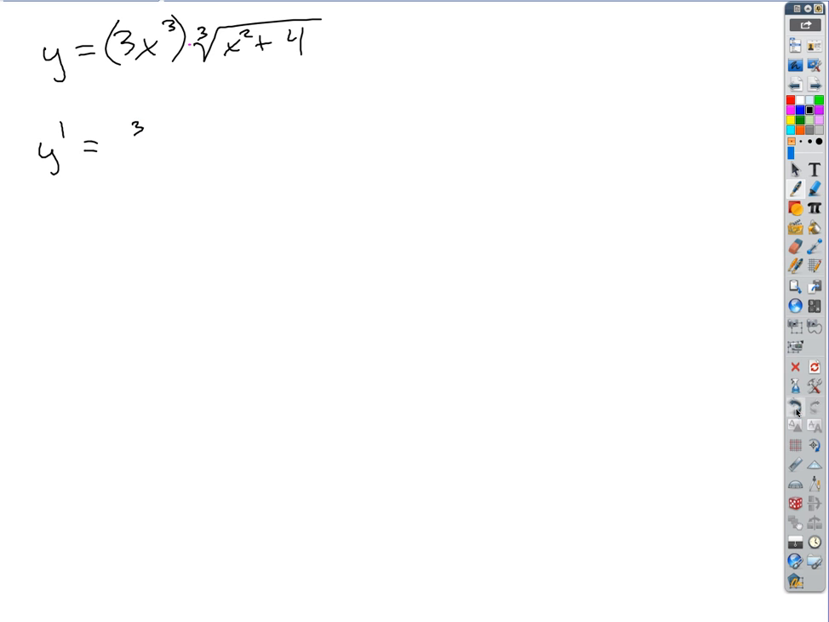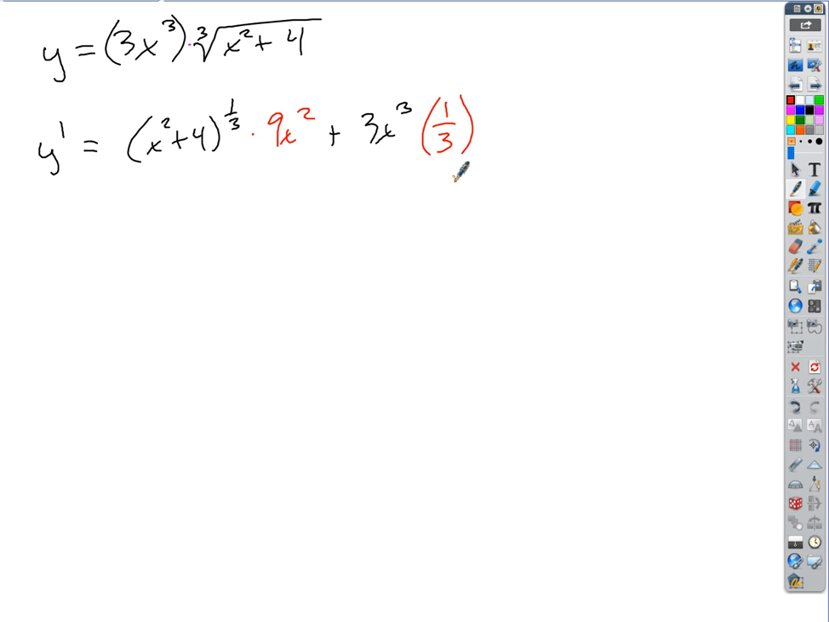And what power is that, by the way? 1/3. Okay, let's write it as a power, times the derivative of that. What's the derivative of that factor? Okay, plus 3x cubed times the derivative of that, right? x squared plus 4 to the 1/3. What's that? Negative 2/3? No, 1/3, right? I got to take the power down front.